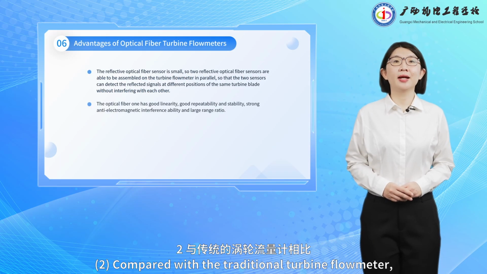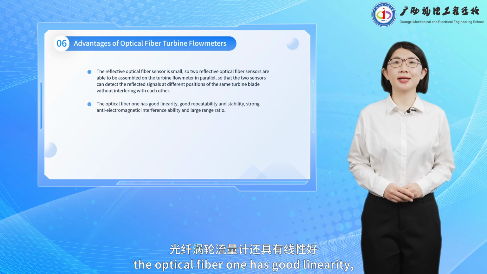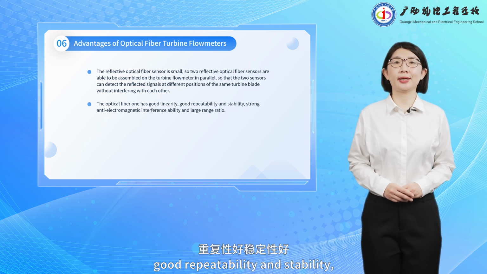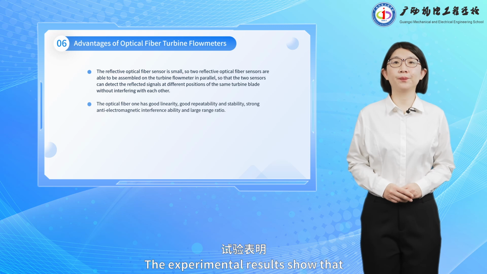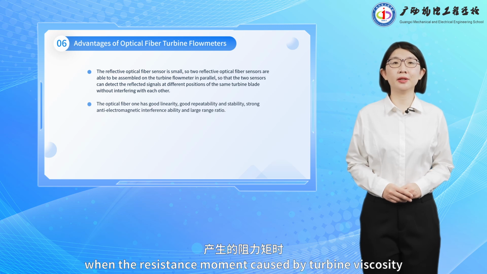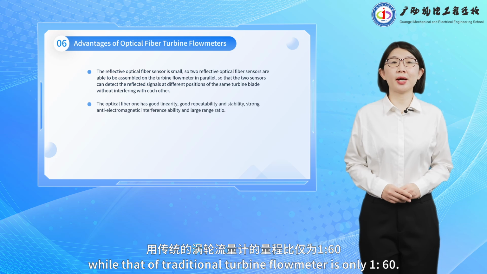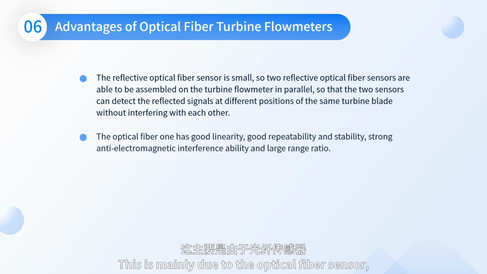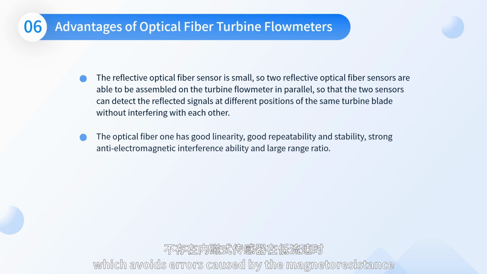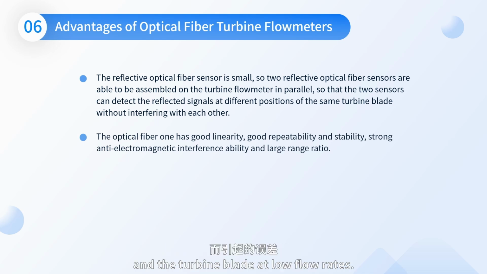2. Compared with the traditional turbine flowmeter, the optical fiber one has good linearity, good repeatability and stability, strong anti-electromagnetic interference ability, and large range ratio. The experimental results show that the range ratio is as high as 1 to 400 when the resistance moment caused by turbine viscosity is not considered, while that of the traditional turbine flowmeter is only 1 to 60. This is mainly due to the optical fiber sensor, which avoids errors caused by the magnetoresistance between the internal magnetic sensor and the turbine blade at low flow rates. Additionally, it overcomes the problem of signal saturation of the internal magnetic sensor at high flow rates.